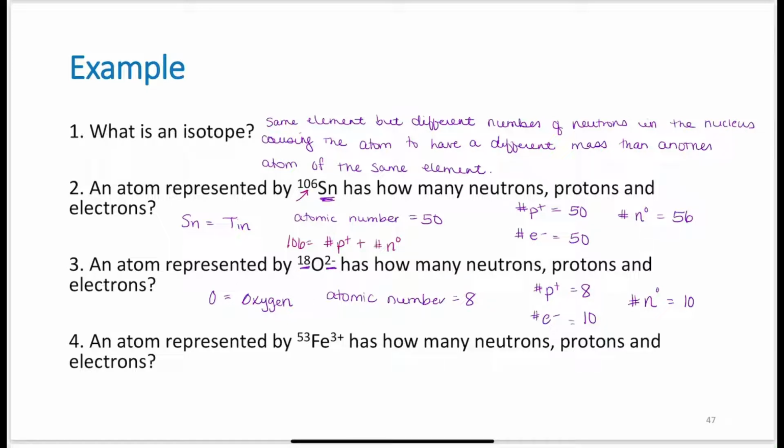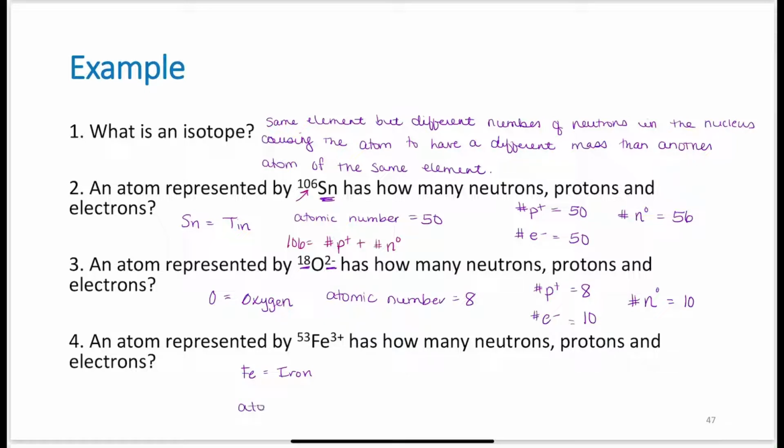Lastly, an atom represented by 53 Fe3+ has how many neutrons, protons, and electrons? You should know this one. It's one of the ones that you guys need to know, but Fe is iron. Again, it's Fe because it's based on its original naming, ferric and ferrous. But you do have to recognize that iron and Fe are the same element.